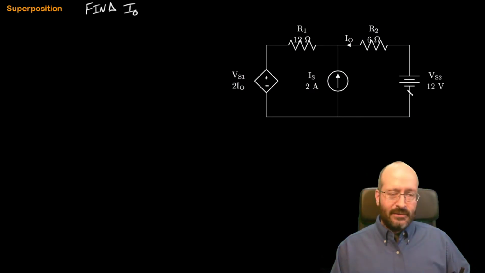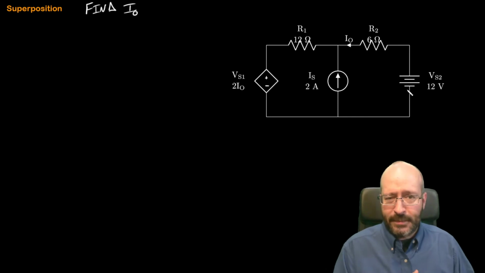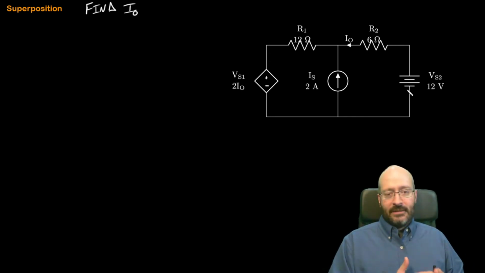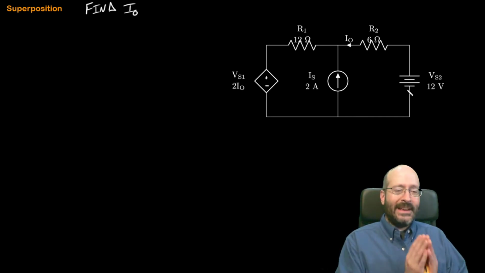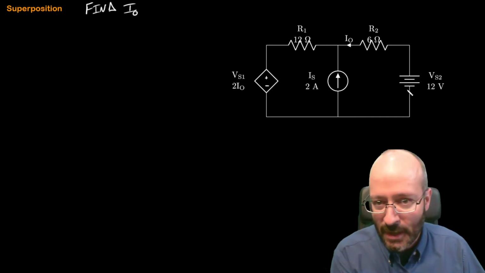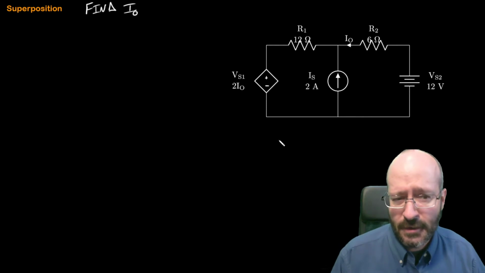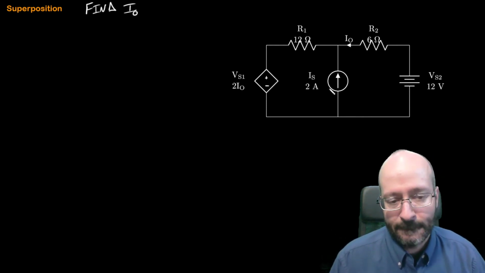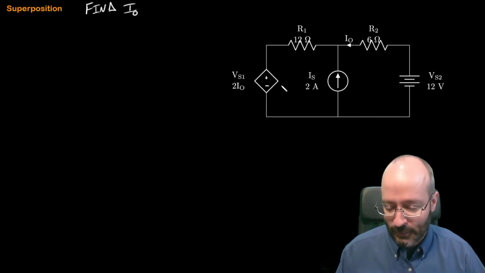And the answer is, go back and look at the steps that I put up there for superposition. You count the independent supplies. So really what I'm looking for here is how many independent supplies do I have in the problem? And the answer to that is 2. This one's dependent. These 2 are independent. Okay, so only 2 subproblems for this one.